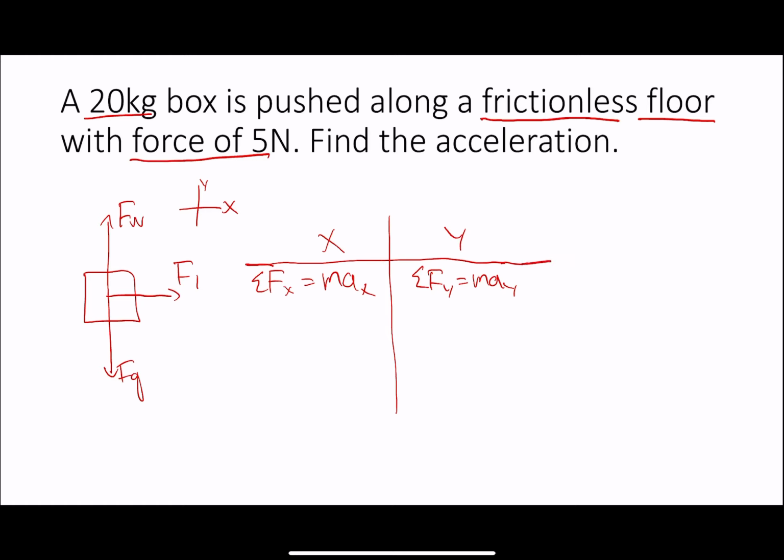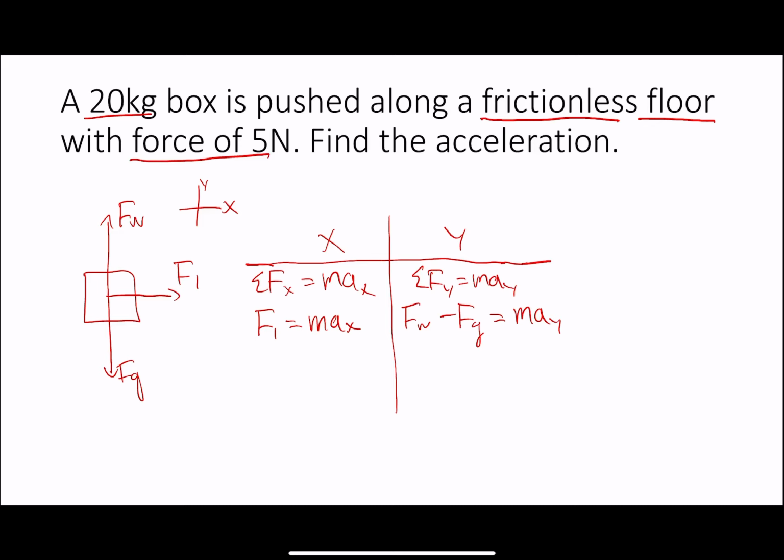Okay, so on the x side, how many forces are there? There is one. Look at this free body. That's why you did the free body. There's only one force in the x direction. That's F1. So if we add them all together, you get F1, and that's equal to m a_x. In the y direction, we have two forces. We have Fn up and Fg down. And so we have Fn up and then a negative Fg, that's down, and that is equal to m a_y.